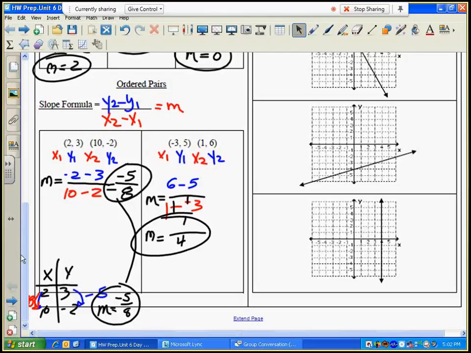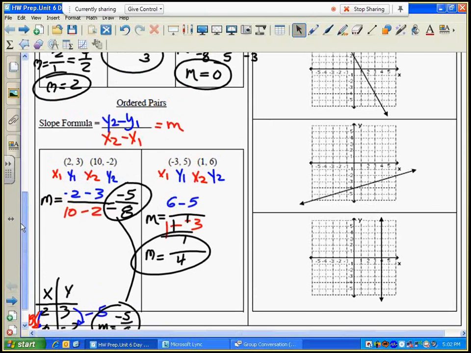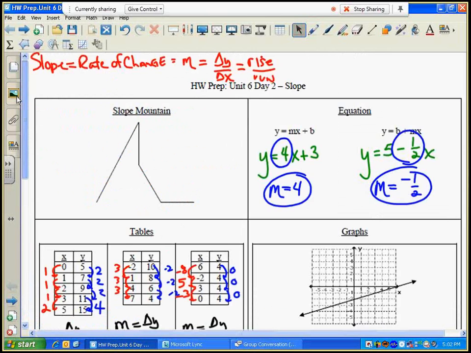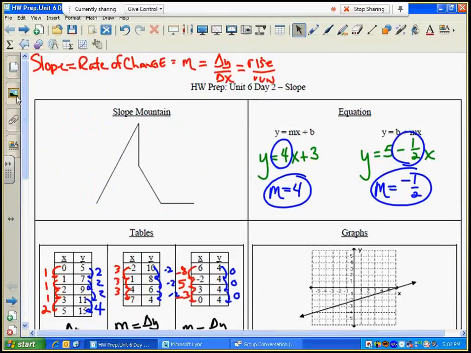Okay? Now I want to attack the graphs over here to the right. Before we do, I want to talk a little bit about that slope mountain stuff up here at the top. The slope mountain is just a visual aid that we use to help us remember some relationships about the slopes of a graph. This is kind of a weird mountain. As you go from left to right, you can see here that this is going up the mountain. That would be a positive slope. This part right here is coming down the mountain. That'll be a negative slope. So those aren't too tough.